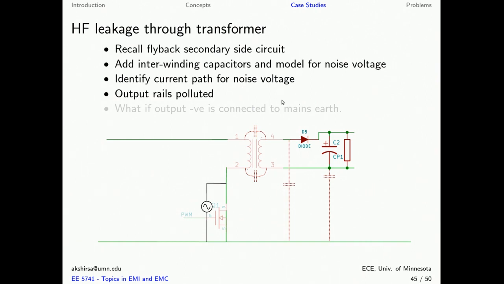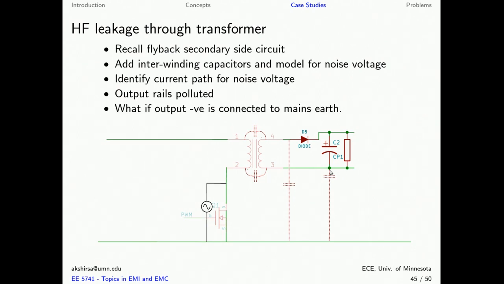Now it can be seen that the high frequency current will now flow through the negative rail of the output and pollute the output rails. So basically this current is going to flow out through these two capacitances and appear here. Any impedance on these traces will give rise to a noise voltage at this node.